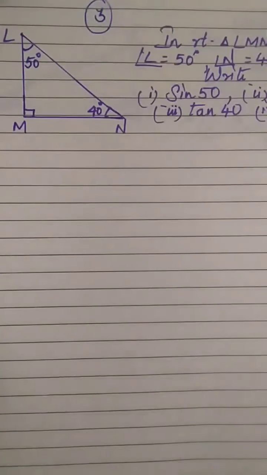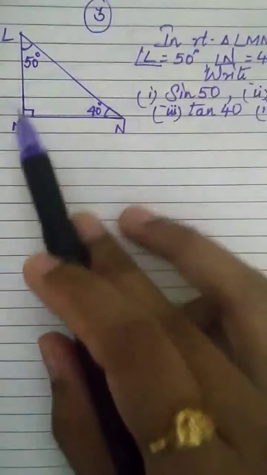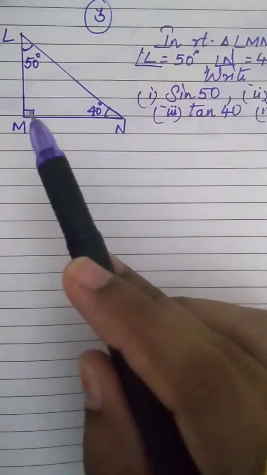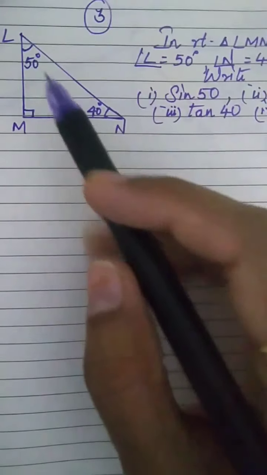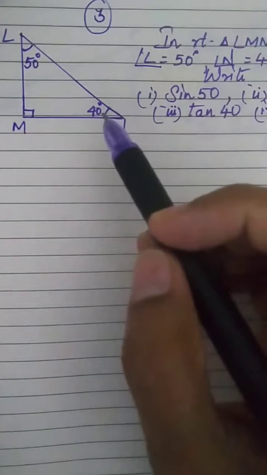Going to the third sum. As you can see, we have triangle LMN, and angle LMN is given as 90 degrees. Angle MLN is marked as 50, and the third angle is 40. Okay, so all given.